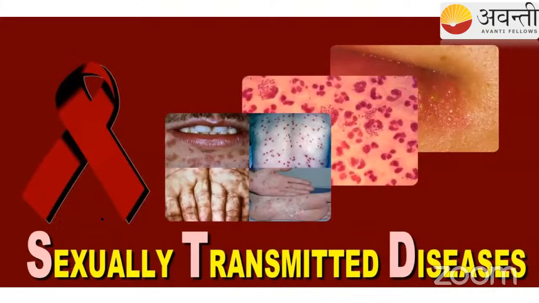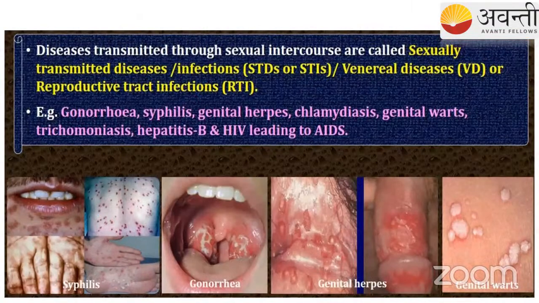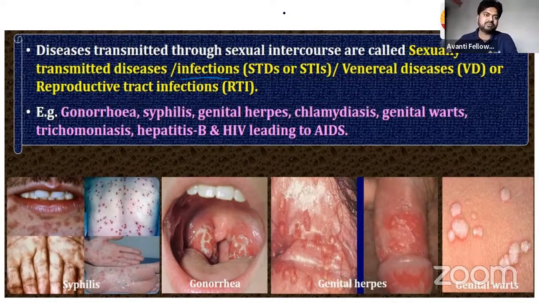So next thing is sexually transmitted disease. Sexually transmitted disease, also known as STI or STD. Okay, so why is it called STI? STI means infection. So sexually transmitted infection, sexually transmitted disease. It is also known as VD, that is venereal disease, or reproductive tract infections. There are different types of disorders in this section, like gonorrhea, syphilis, genital herpes, chlamydiasis, genital wart, trichomoniasis, hepatitis B, HIV, etc.